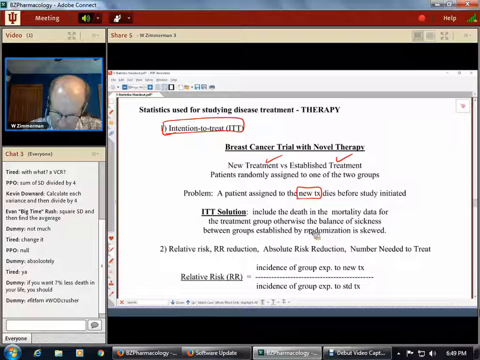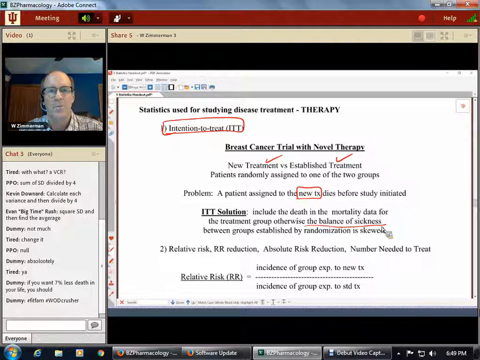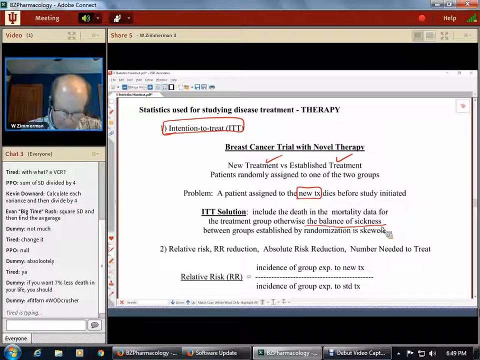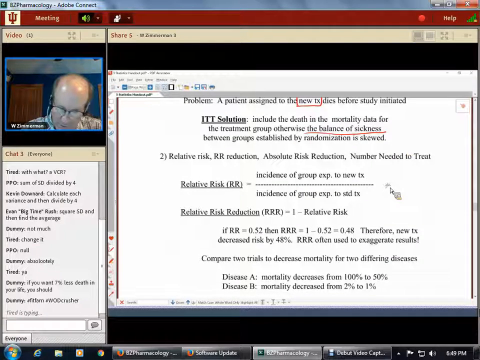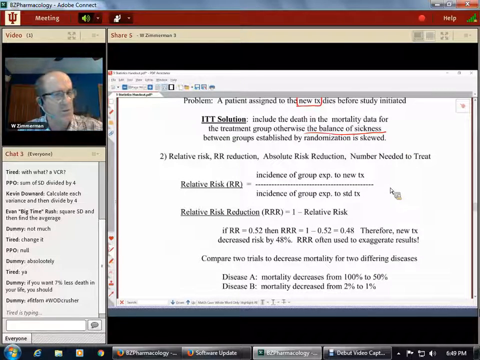Otherwise, you're going to affect the balance of sickness between the 2 groups that was established by the randomization. So, somebody dies, tough luck. There's going to be sick people in that other group. Maybe they haven't died, but they may die very soon. So, you don't get to throw people out. Some other terms, simple terms that, gosh, they're useful.